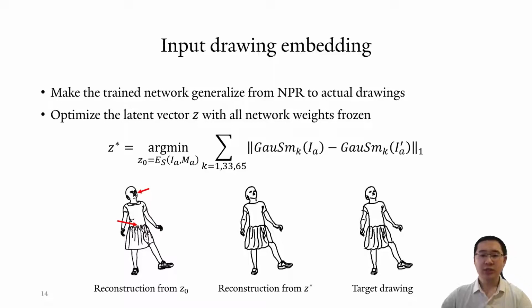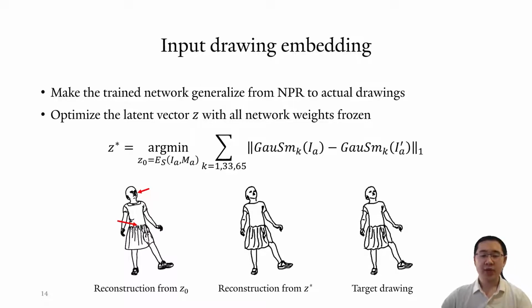Since the network is trained on synthetic line drawings, we cannot expect it to perform very well on user-created drawings, because it hasn't seen those styles before. To make it generalize from NPR to actual drawings, we use an optimization-based method to get the input drawing embedding.